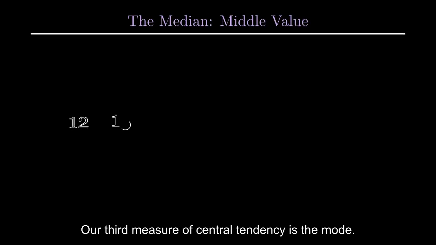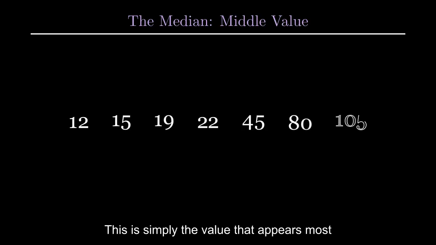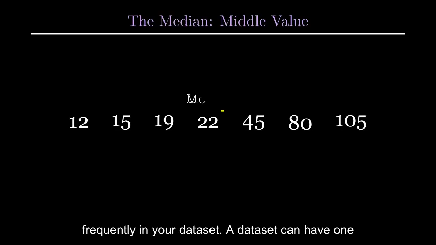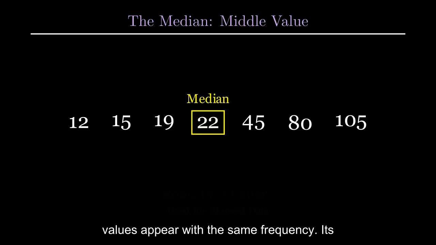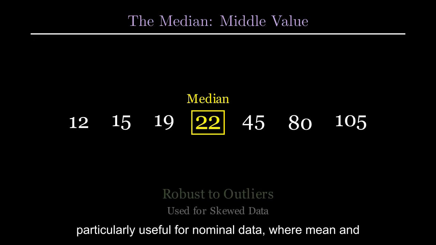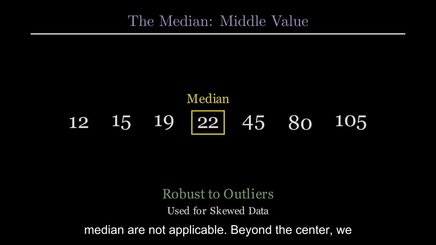Our third measure of central tendency is the mode. This is simply the value that appears most frequently in your dataset. A dataset can have one mode, multiple modes, or no mode at all if all values appear with the same frequency. It's particularly useful for nominal data, where mean and median are not applicable.